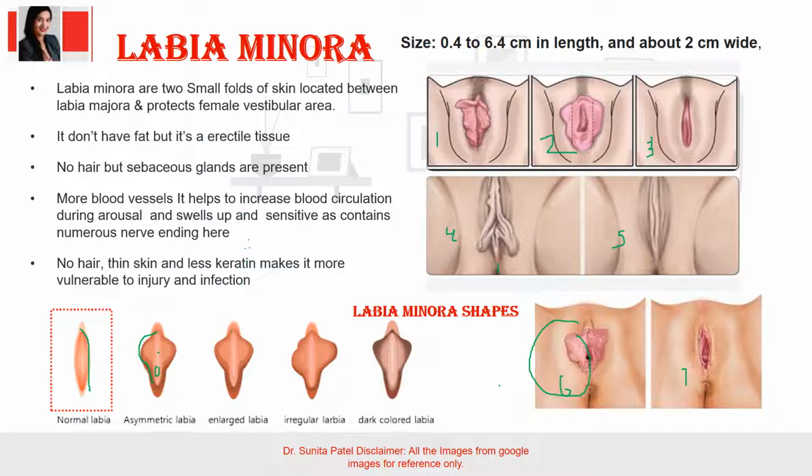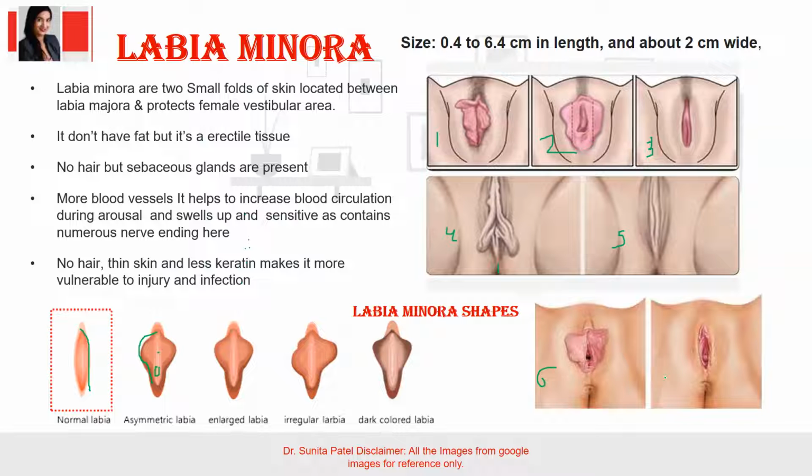No, ma'am, dangerous. 6 and 1. I think 6, 7, and 2. 2, 6, and 7. Isn't it? Okay, 6 and 7. Why? Any bacteria can directly go and infect the labia minora more often.